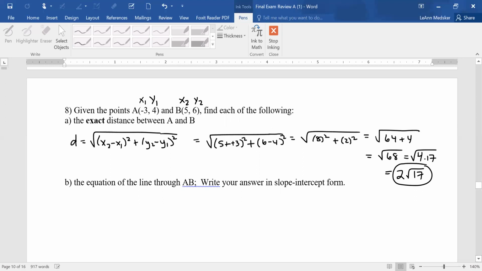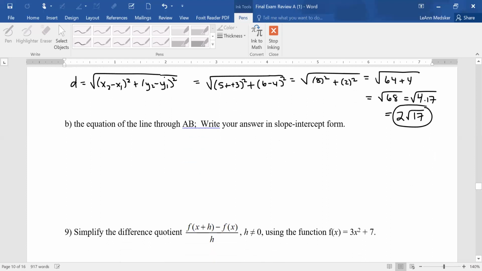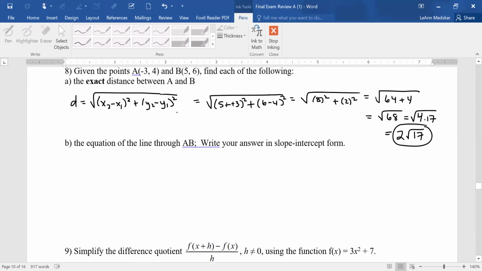And that is exact. We don't want to use our calculator to come up with a decimal because it asks for the exact distance. This says write the equation of the line through AB and write our answer in slope intercept. So we need to find the slope, which means we need to do y2 minus y1 over x2 minus x1, change in y over change in x. That is 6 minus 4 over 5 minus -3. So that's again a plus plus there. So this is 2 over 8, which is 1/4.